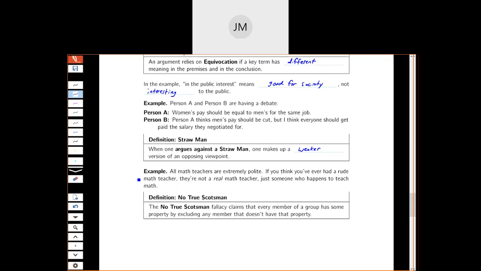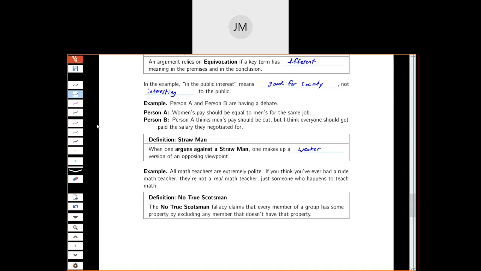All right, let's look at another one. All math teachers are extremely polite. If you think you've ever had a rude math teacher, they're not a real math teacher, just someone who happens to teach math. Okay. All right, and this one, I'm not sure where the labeling originally came from, but it's called no true Scotsman, right? The no true Scotsman fallacy claims that every member of a group has some property by excluding any member that doesn't have that property.